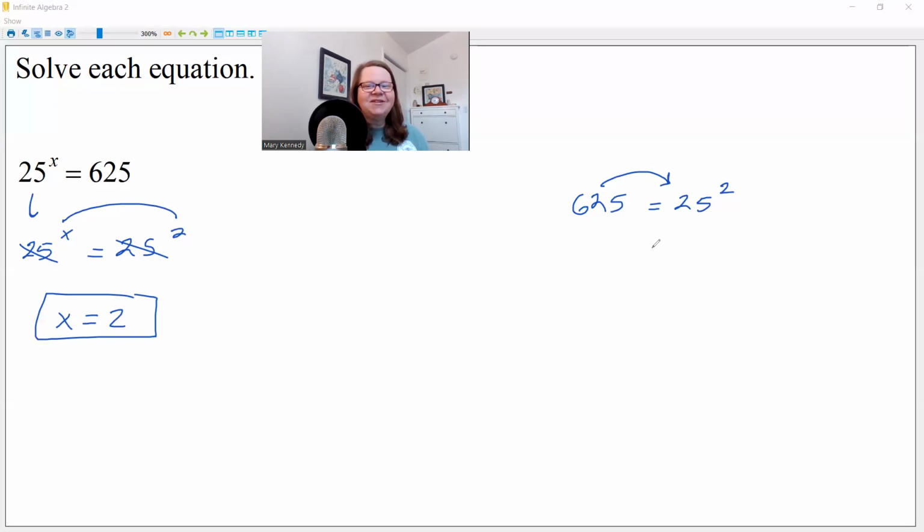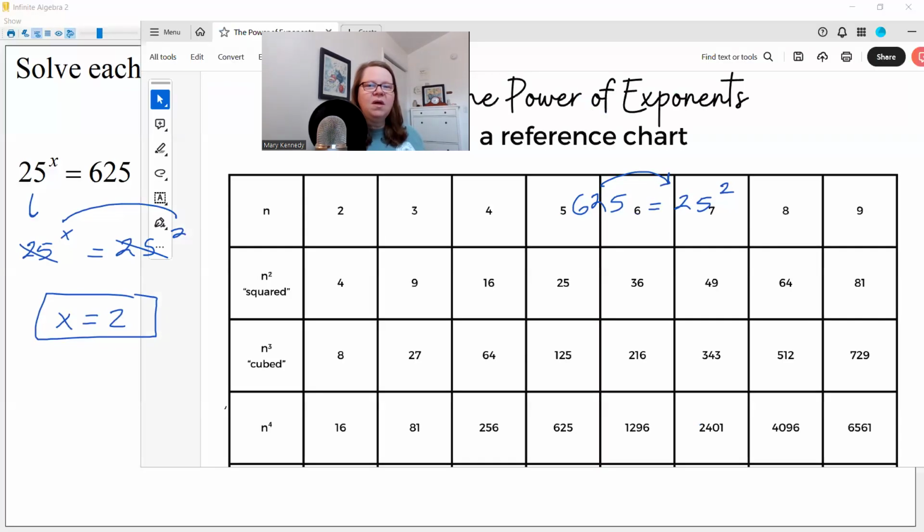Now, I want to show you if you didn't think that 625 could be 25 squared. That's okay. I didn't think of it initially either. Let me show you a table. This is just a table of different powers. So let me erase this writing. And notice there's 25 and there's 625. Those are the two numbers we're working with.